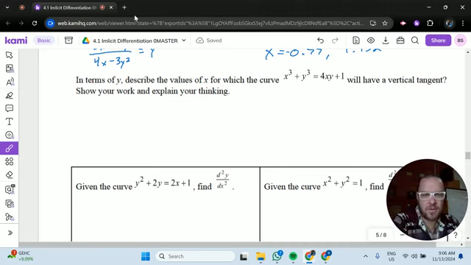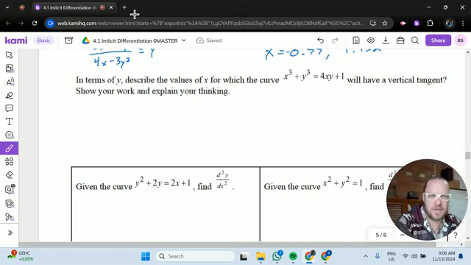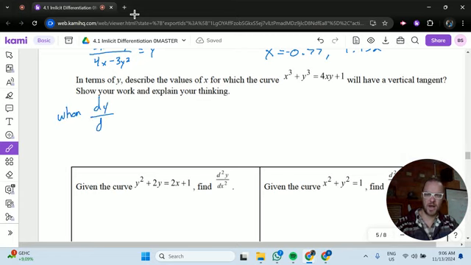All right, so then what we want to do is take this next one here, and in terms of y, describe the values of x for which the curve will have a vertical tangent. So if it's got a vertical tangent, this means the opposite of what we did before. We want it to be undefined, right? So this is going to be when dy/dx is undefined. Those are the points that we're looking for.